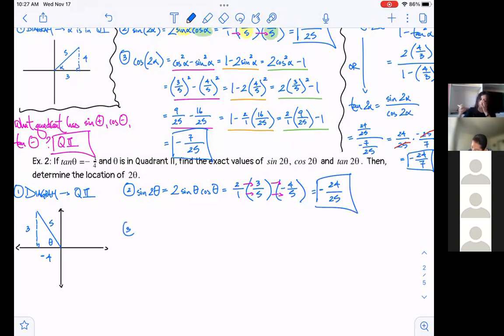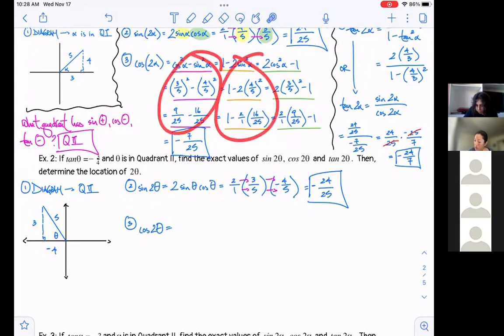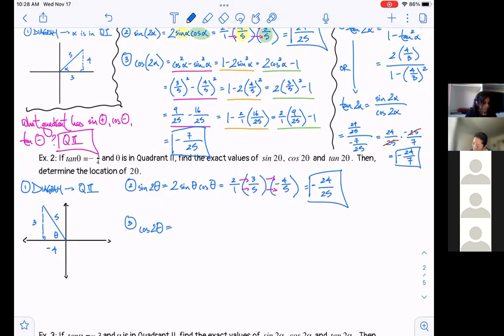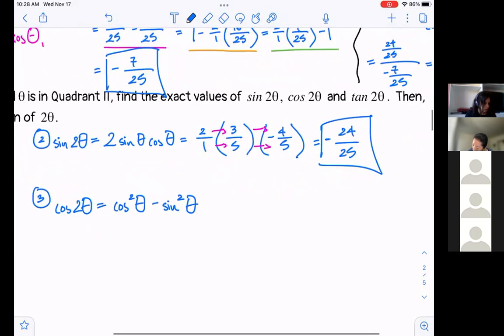Great. Let's do our cosine double angle. Again, you can choose pink, orange, or green. I will leave that up to you. I have a personal preference for the pink for my own computation, but you can use the orange one. I will not judge. You can use the green one. I will not judge. So if I do the cosine one, I get cosine squared theta minus sine squared theta. I know my cosine is -4/5, and I'm going to square that. Minus sine is 3/5, and I'm going to square that.